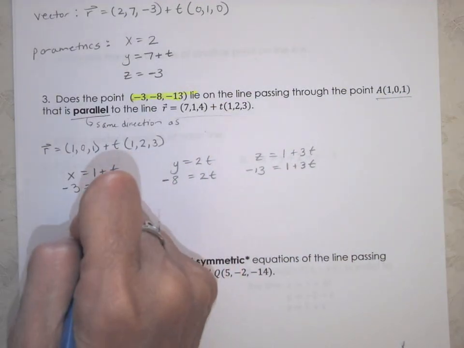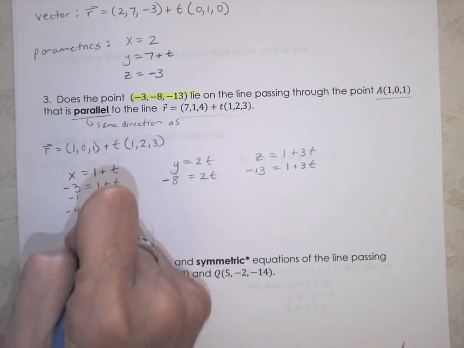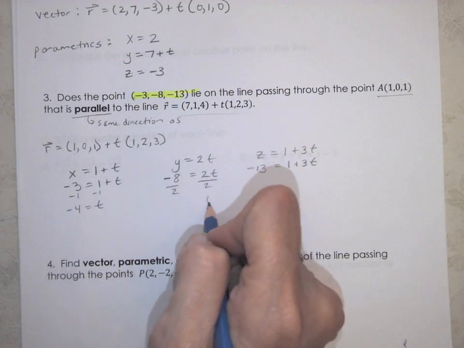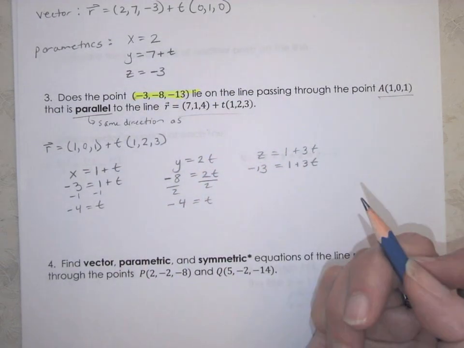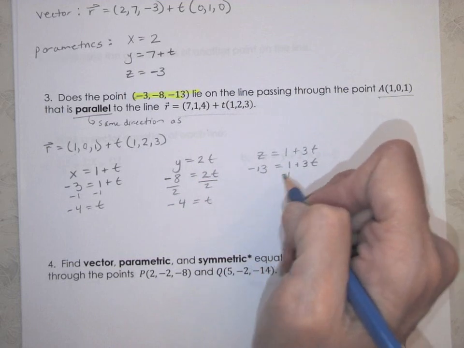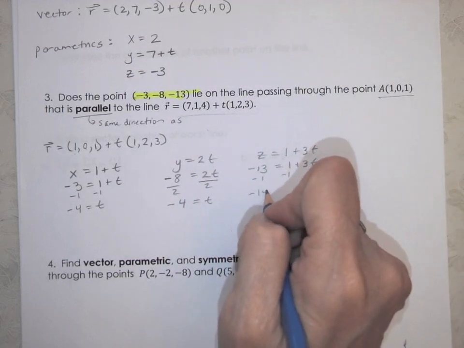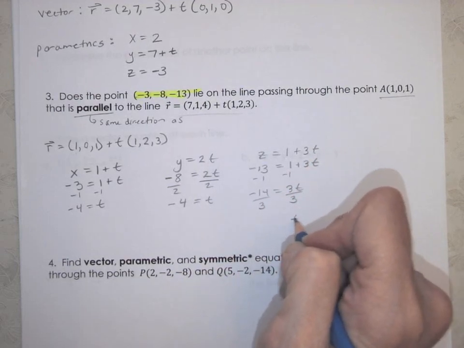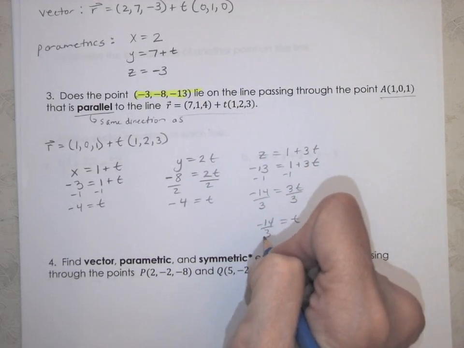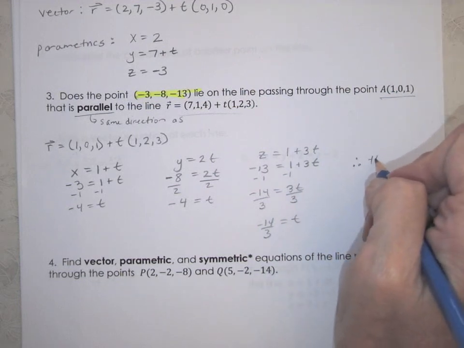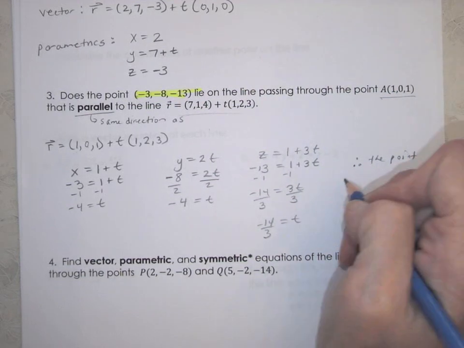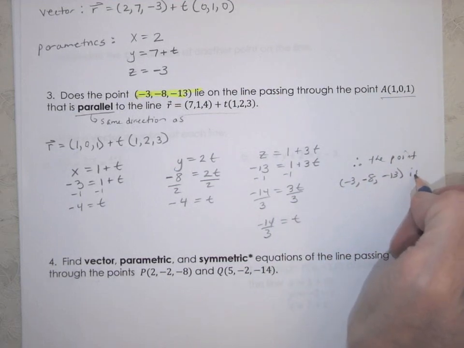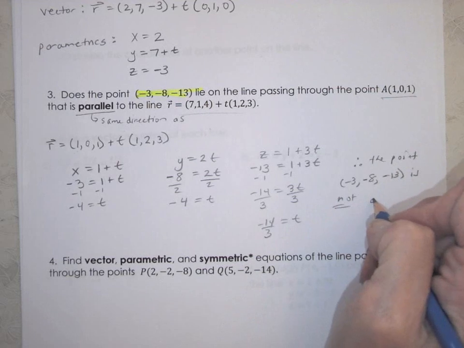So solving for t here, I would subtract 1 on both sides, and I get t is -4. Here I would divide both sides by 2 to get t, and I still get -4, so I'm hopeful. In this case, I'm going to subtract 1 on both sides, and then divide both sides by 3, but this one I do not get -4. So therefore, the point (-3, -8, -13) is not on the line.